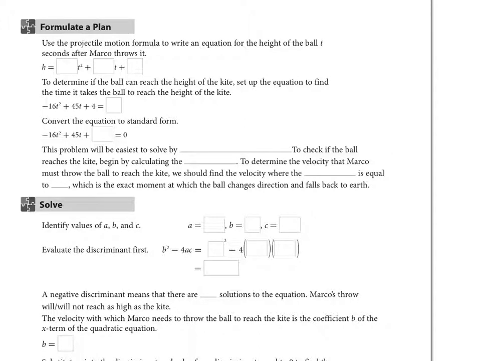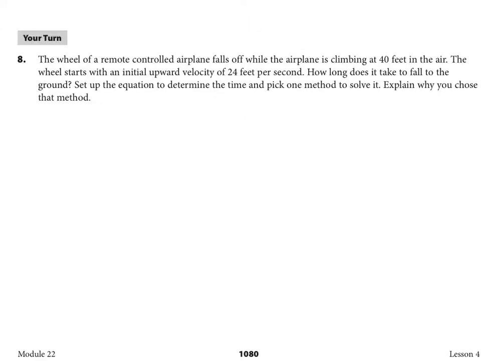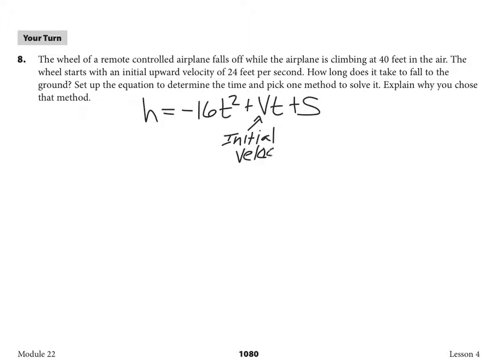All right, so it goes through a word problem here. We continue with this your turn problem. So the first thing we've got to do, we've got to remember that we are talking about quadratics. So the basic formula is negative 16t squared plus vt plus s, where v is the initial velocity, and s is the starting or initial height or position.